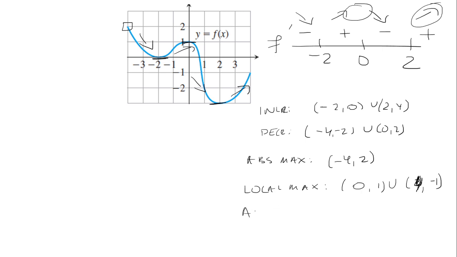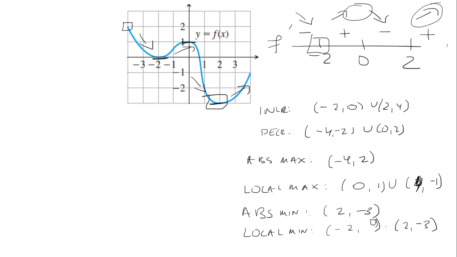Now the absolute minimum, we're looking at the smallest y value, so that's at 2, -3. And the local minimum has to change from decreasing to increasing, so that's at -2, 0, and 2, -3. Okay, and that completes the problem. Let's move on to another one.